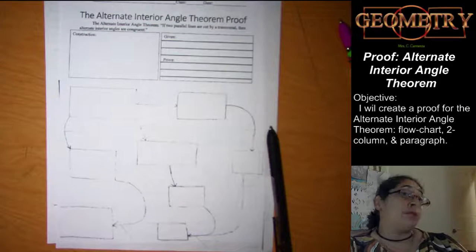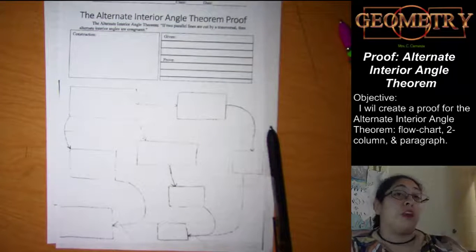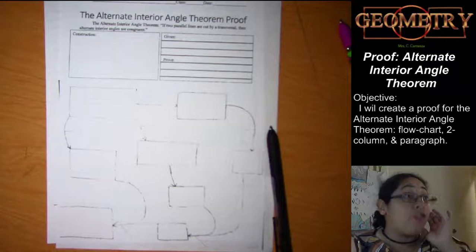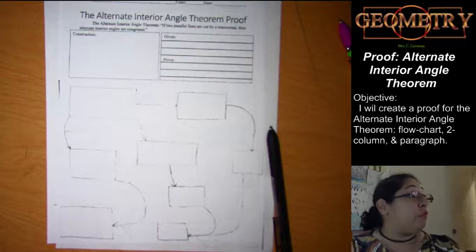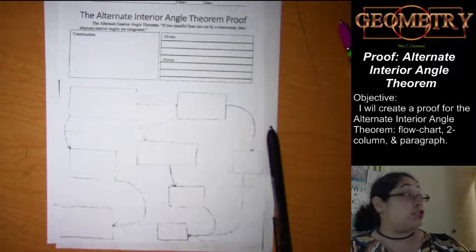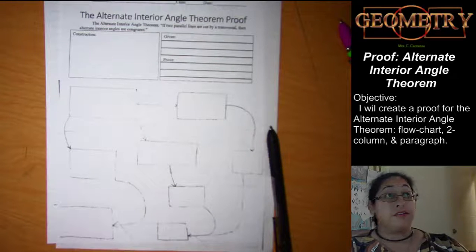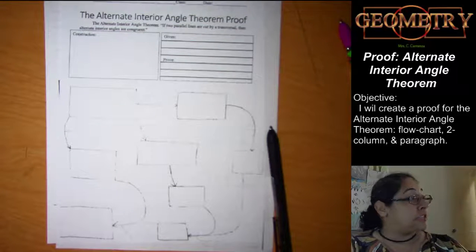Because remember, when we were first introduced to proofs, our first one was the vertical angle theorem. We weren't allowed to use theorems in a proof until we proved them. Till we said, no, this thing is true and it's okay. All right? So that's what we're going to do with the alternate interior angle theorem today.